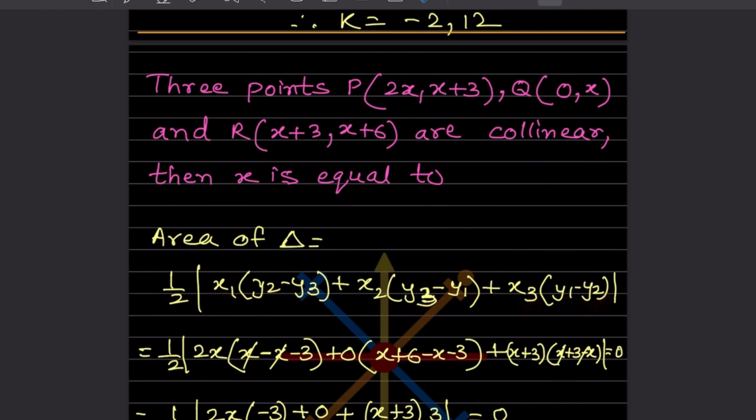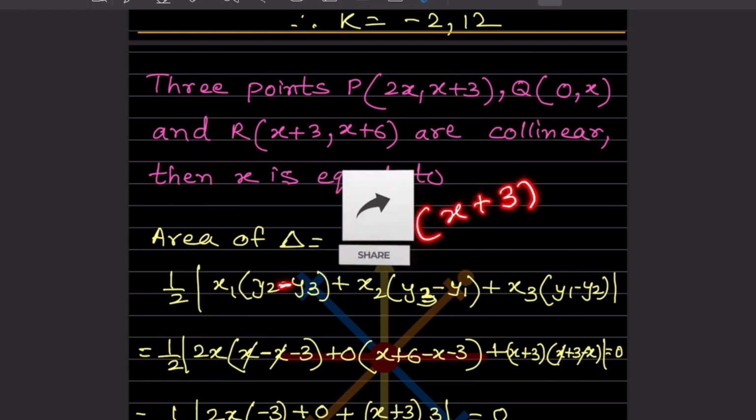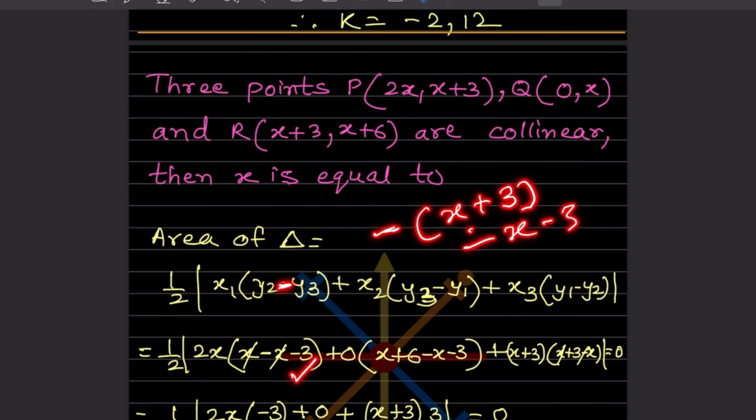So now we will put the values. Now look at here. This is x1, y1, x2, y2. And this will be x3, y3. So just put the value. In place of x1, you are going to put 2x. In place of y2, you are going to put here x. In place of y3, you are going to put here minus of x plus 3, because in the formula it is minus. So that will be minus x minus 3.